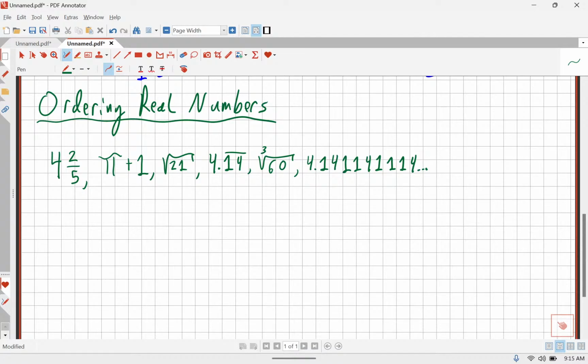Take another minute, guys. See if you can find the one that is the lowest. That looks pretty promising.